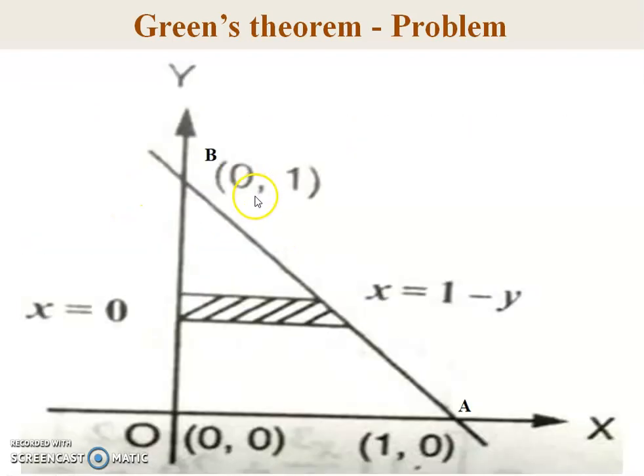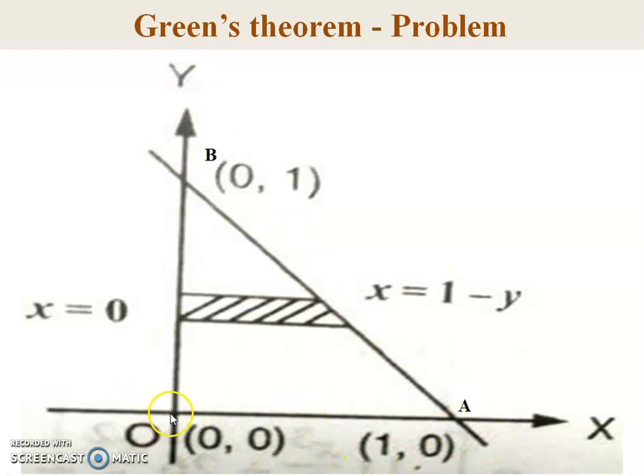So what is x equal to 0? This axis, the y axis. Y equal to 0 is this axis, the x axis. So the line x plus y equal to 1 is the straight line. Okay, draw this straight line. Now the point 1 comma 0 is A here, the point 0 comma 1 is B here, the origin is 0 comma 0. Now put direction lines OA, AB, BO, right? OA, AB, BO is the closed curve.